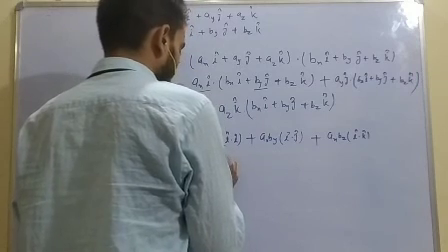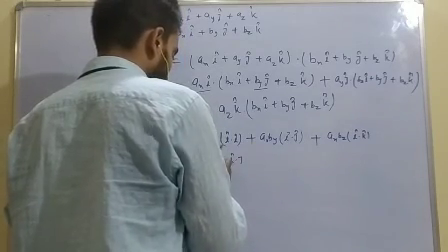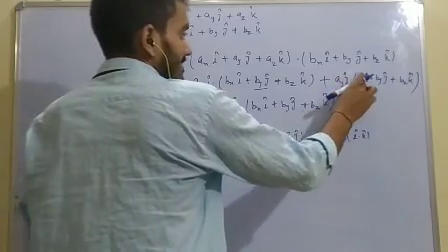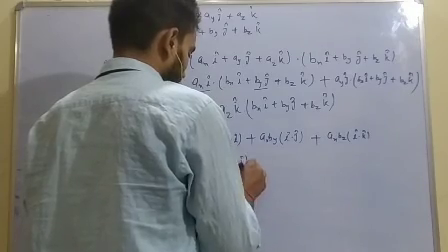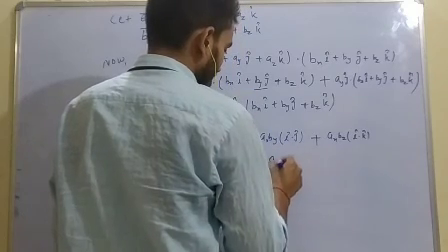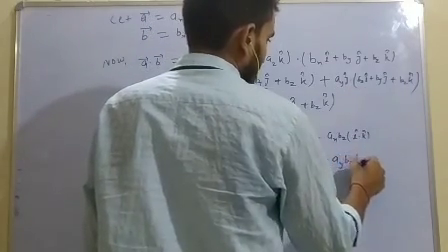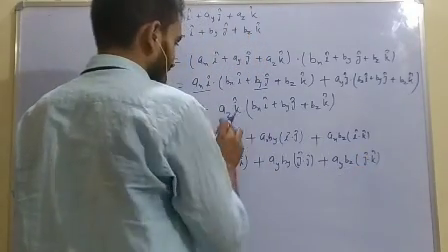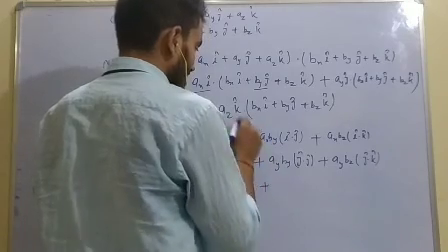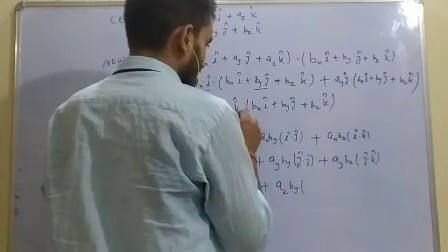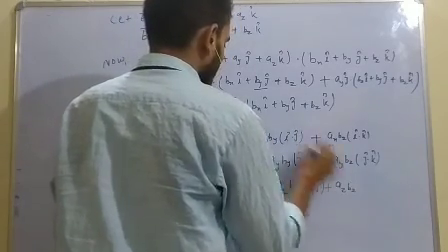Plus ay bx j dot i, plus ay by j dot j, plus ay bz j dot k, plus az bx k dot i, plus az by k dot j, plus az bz k dot k.